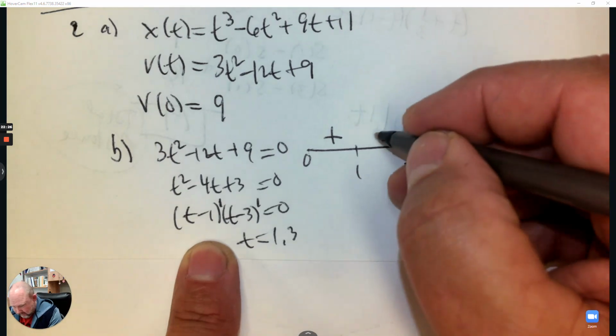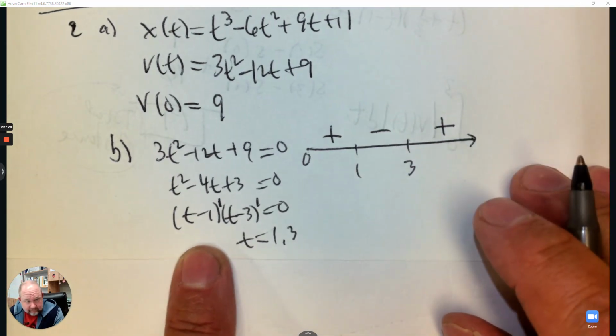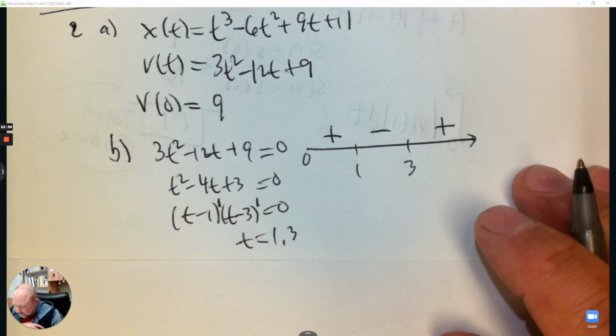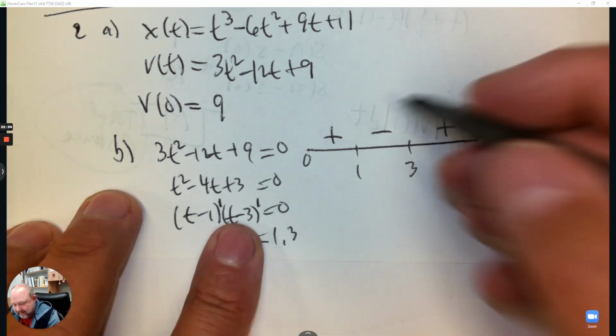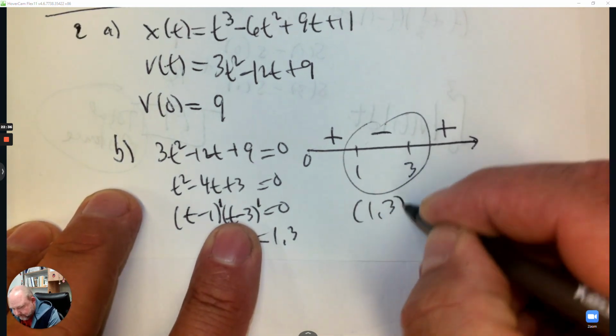And then the question is, during what time is the particle moving left? Right here, right? So from 1 to 3, it's moving to the left.